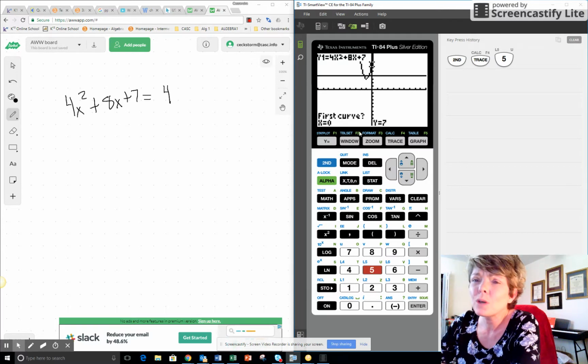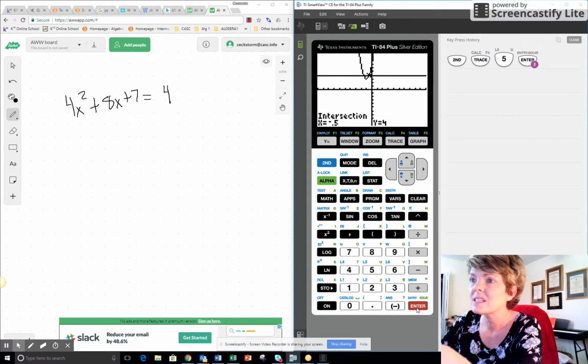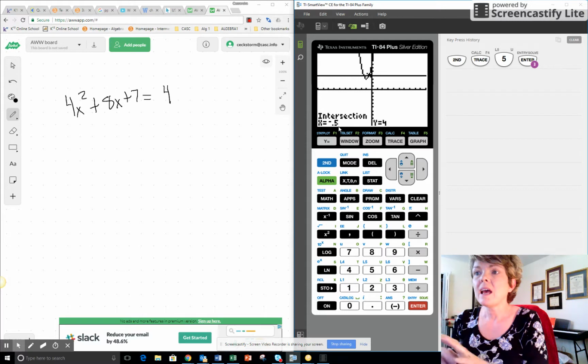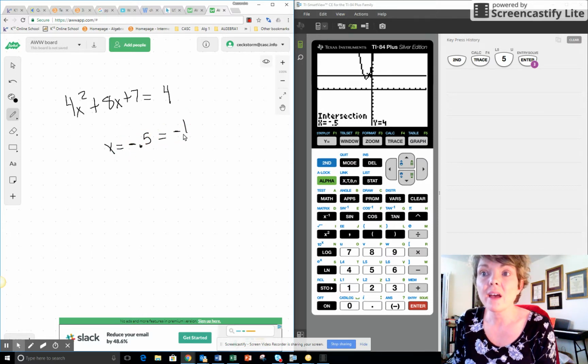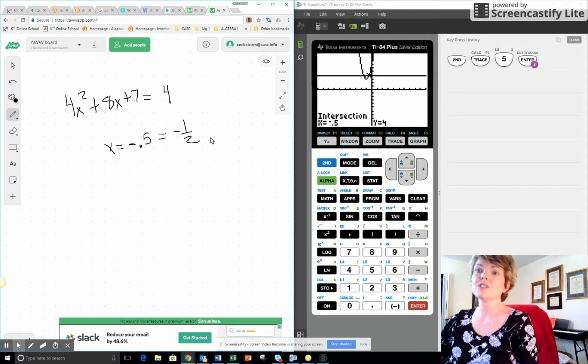And now it's asking, what's the first curve? Just hit enter. You don't have to think about it. Second curve, hit enter. Guess, hit enter. You don't have to think about it. What's the first solution? X equals negative 0.5. That's my first solution. We also know that that's negative 1/2. That one's easy to change into a fraction, isn't it?